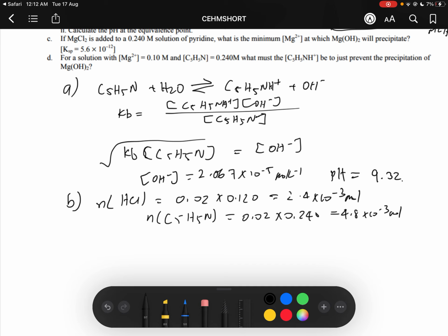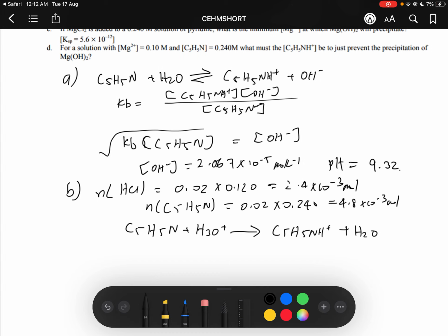We just write the equation for the neutralization. C5H5N is going to react with hydronium ions, and it's going to give us the conjugate acid as well as water. Since there's 2.4 times 10 to the power negative 3 moles of HCl, 2.4 times 10 to the power negative 3 moles of C5H5N is going to react to get to our conjugate acid. Therefore, the amount of C5H5NH plus is equal to 2.4 times 10 to the power negative 3 mole.